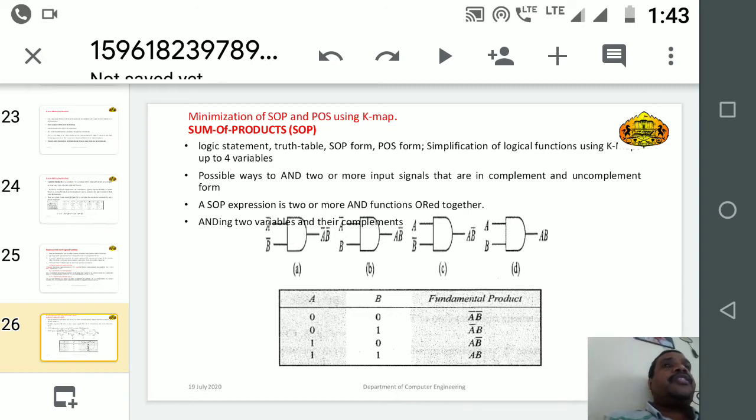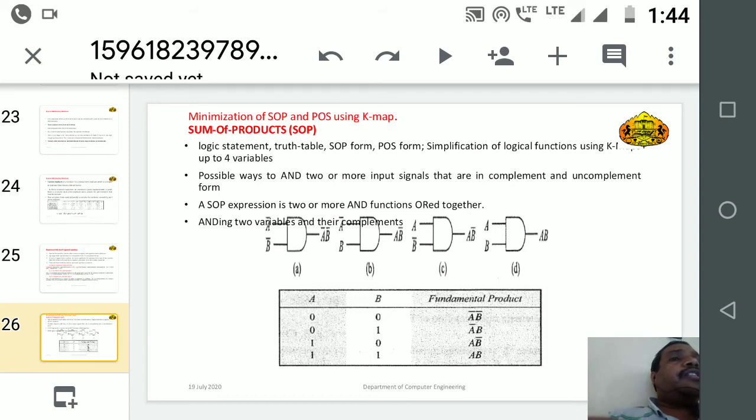Here we will see the examples of ANDing two variables and their complements. If you see the first AND gate, A bar and B bar are the two inputs, which are in the form of complement. So what will be the output? A bar dot B bar. This is the first output.